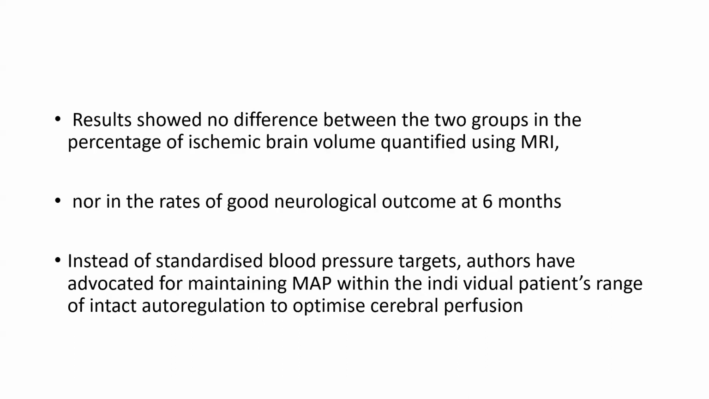The result shows no difference between the two groups in the percentage of ischemic brain volume quantified using MRI, nor in the rate of good neurological outcome at 6 months. Instead of a standardized blood pressure target, authors have advocated for maintaining MAP within the individual patient's range of intact autoregulation to optimize cerebral perfusion.